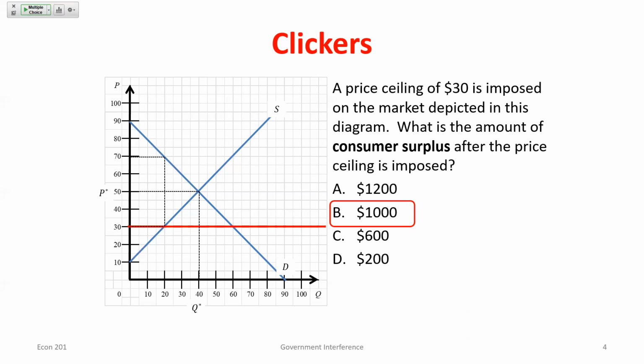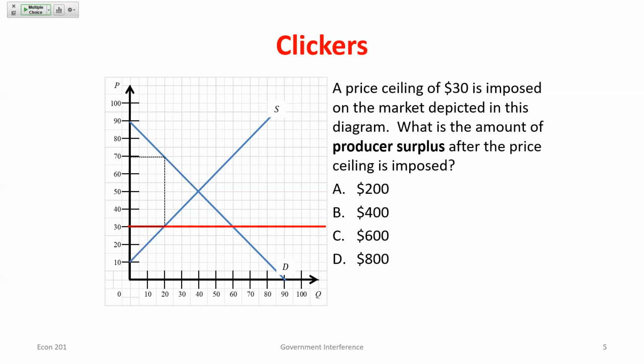All right, so hopefully that helps clarify things a little bit, just hearing it in a slightly different way. If I have the same setup, same price ceiling of $30, but I ask you to find producer surplus, this one should be a little bit easier. So here we've got that same price ceiling of $30, right? So that last quantity at $30 is 20. What is going to be producer surplus after this price ceiling is imposed? I'll give you a little bit of time to work on this one.